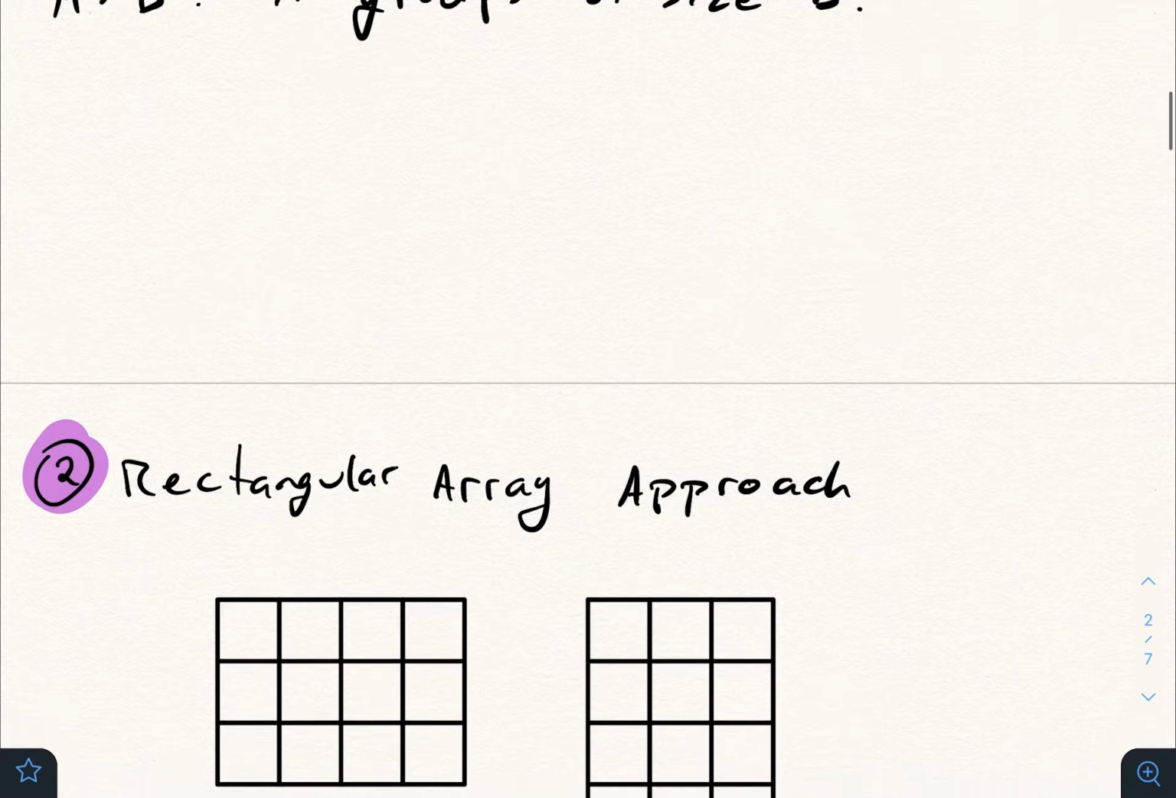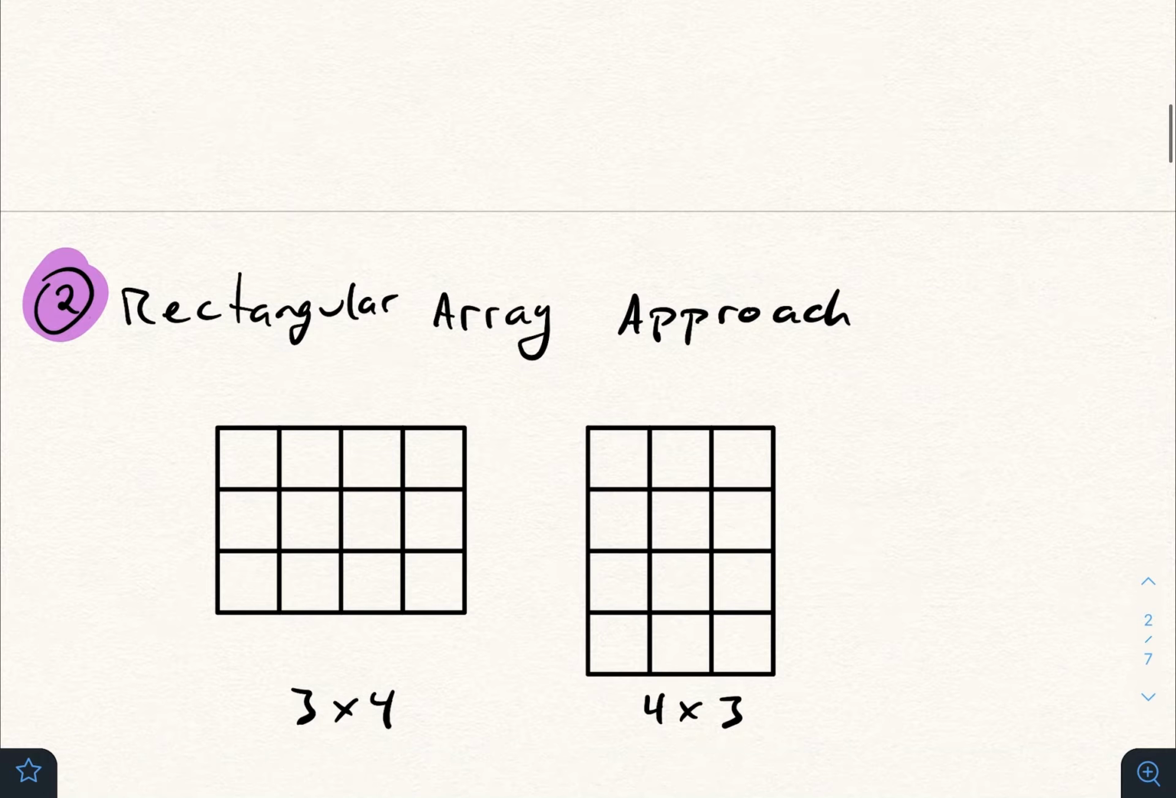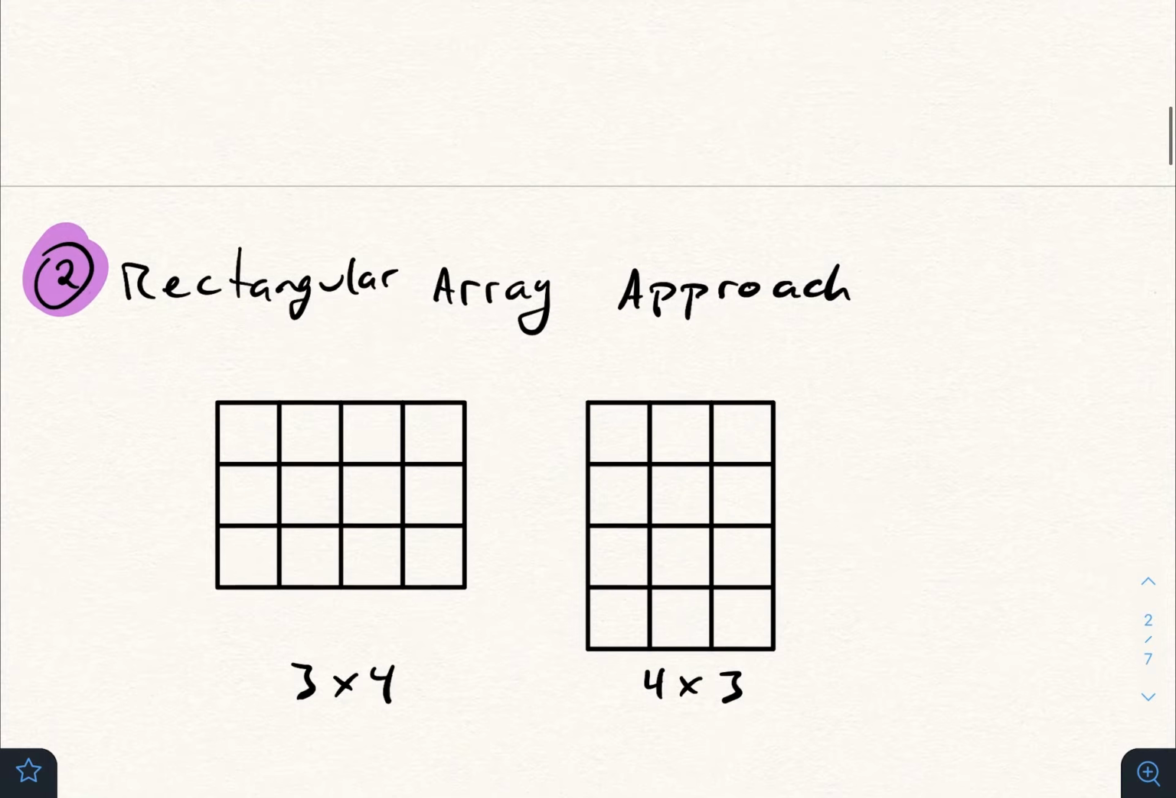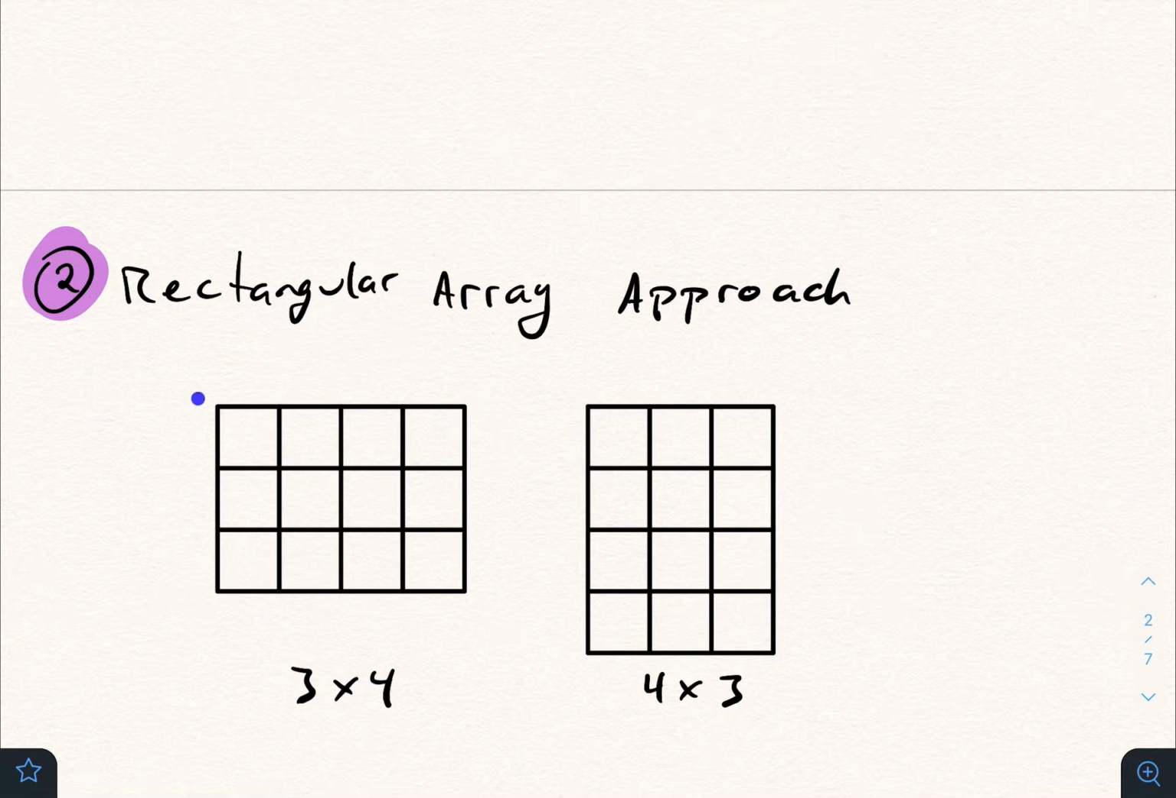So another approach that you could take is called the rectangular array approach, where we say that A times B represents A rows of B columns. So here I have 3 rows of 4 columns, and here I have 4 rows of 3 columns. Or I think I said that wrong. 4 rows by 3 columns, or four rows of 3 squares.